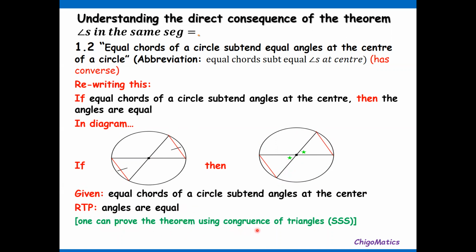One can prove the theorem using congruence of triangles. You can use side, side, side. Why? Because if we start from here, consider this triangle and this one, right? You see that this and this, and this and this, are equal. So at the end, given this side equal to that, this equal to that, this equal to that, we use side, side, side to prove that the two triangles are congruent. Then you go on to say the angles are equal using corresponding parts of congruent triangles are congruent.